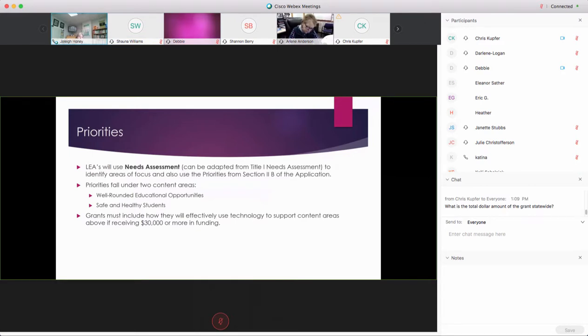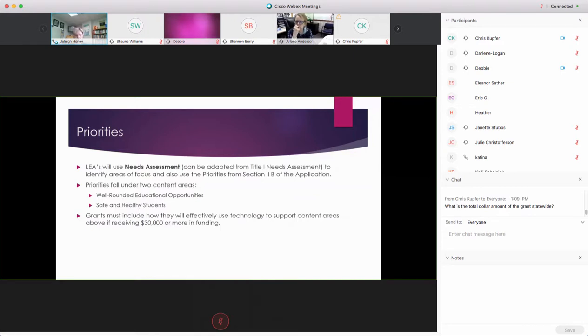So notice that the needs assessment, one more time, can come from your Title I needs assessment. And then also notice that within that, the priorities fall under two content areas, the well-rounded and also the safe and healthy. Grants must include how they'll effectively use technology to support the content areas if receiving $30,000 or more in funding. So if your LEA is receiving less than $30,000, you do not have to include effective use of technology. But if your allocated funding is more than $30,000, you also want to include how you would use some amount for effective use of technology.